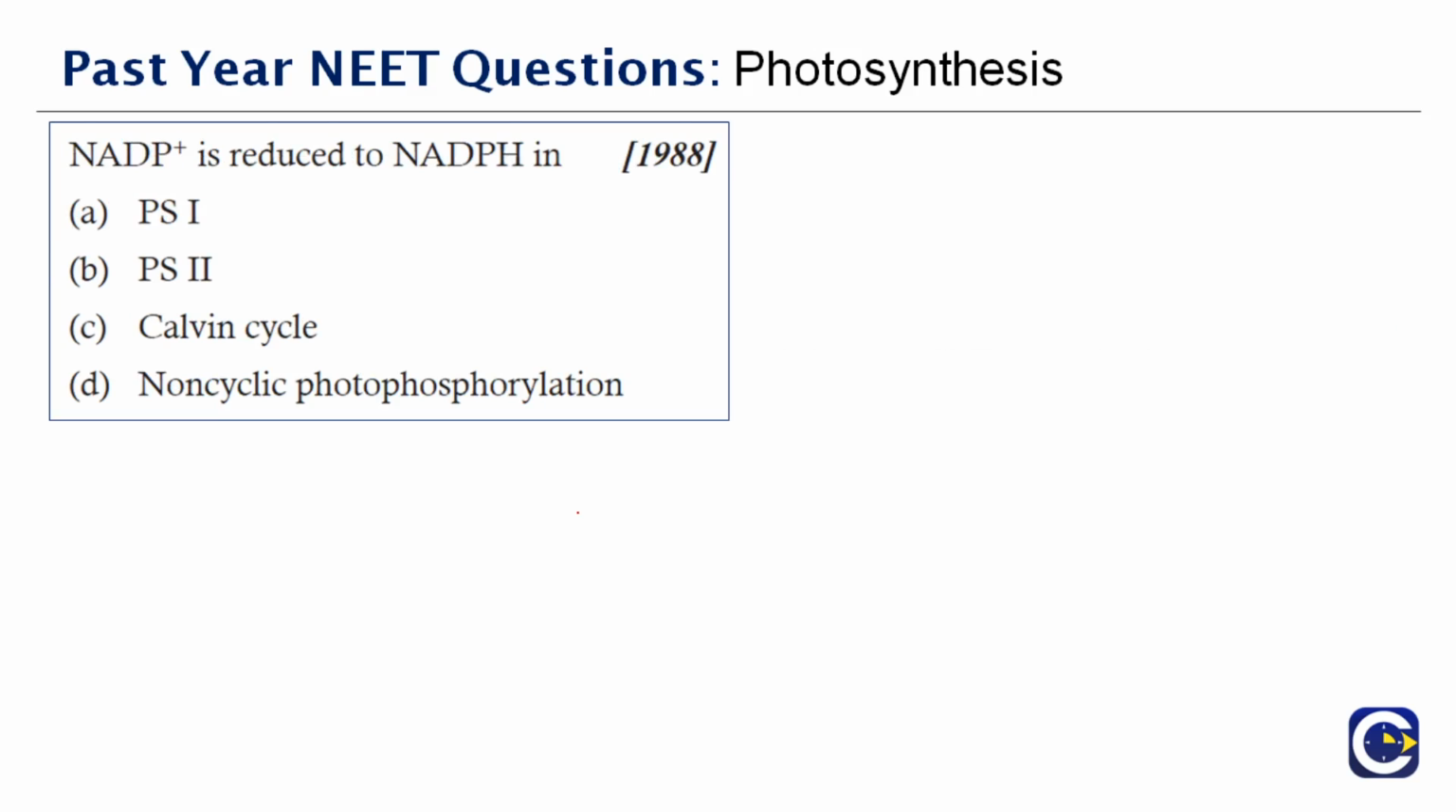NADP plus is reduced to NADPH in dash. You're given four options here: photosystem 1, photosystem 2, Calvin cycle, and non-cyclic photophosphorylation. It is obviously not photosystem 1 and 2 because NADP plus will remain as such. So the correct answer is non-cyclic photophosphorylation. It is connected not only with ATP synthesis but also with the production of NADPH. Apart from that, it involves two photosystems. What are the two photosystems? PS1 and PS2.